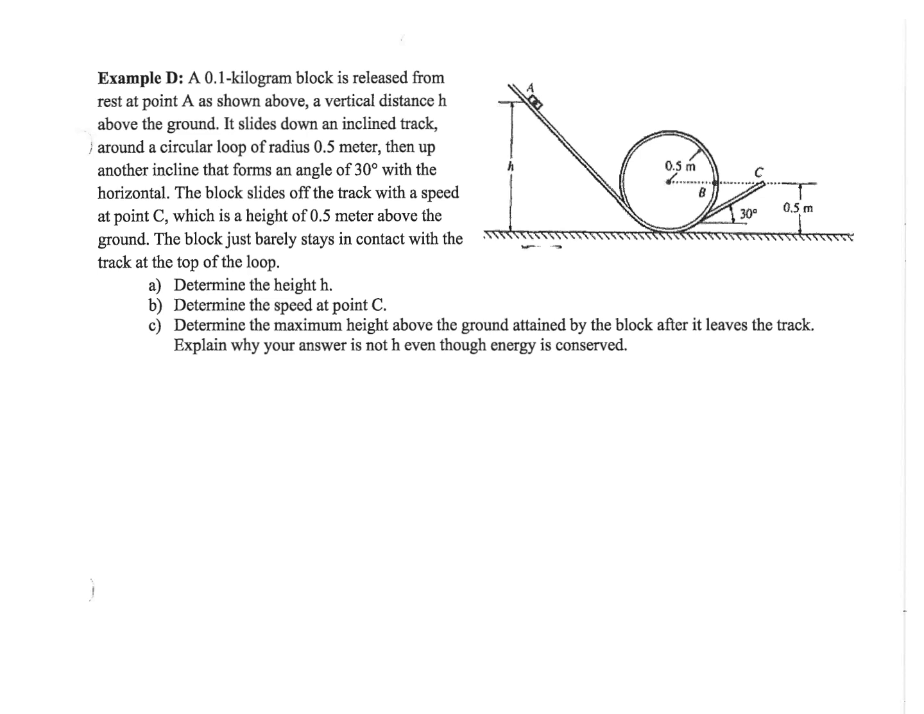We've got a 0.1 kilogram block released from rest. From rest is important because that tells us our initial kinetic energy is 0. Above, at point A, at vertical distance h above the ground. Since it's above the ground, we have initial gravitational potential energy. It slides down an incline track around a circular loop of radius 0.5 meters, then up another incline that forms an angle of 30 degrees with the horizontal. The block slides off the track with a speed at point C, which is a height of 0.5 meters above the ground.